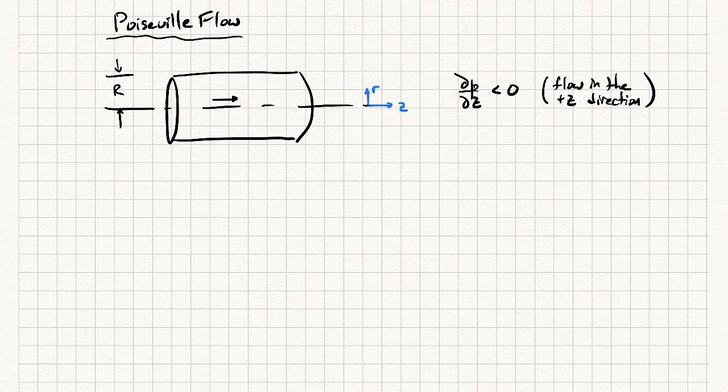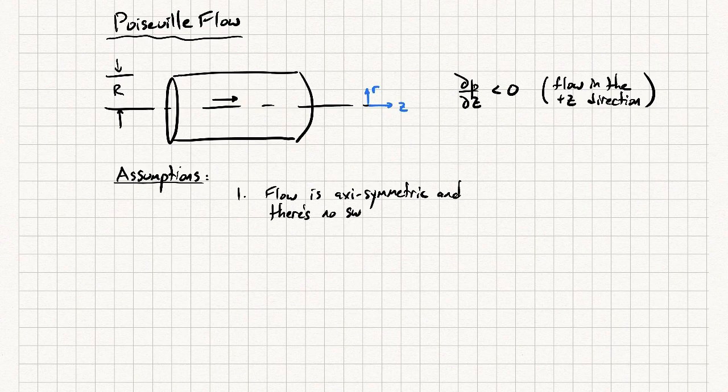Okay, so let's make some assumptions here. This is very typical when we do Navier-Stokes solutions. First of all, what we do is define the geometry, and then we make a lot of assumptions in order to simplify the equations enough that we can solve them by hand. So the first assumption we'll make is that the flow is axisymmetric, and there's no swirl component. I'll describe that mathematically in just a moment.